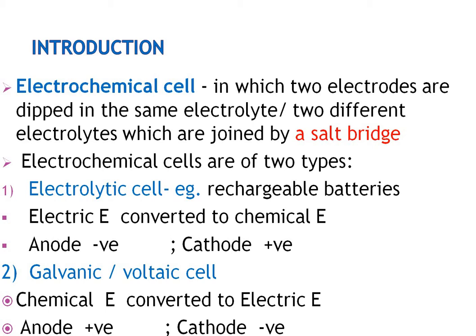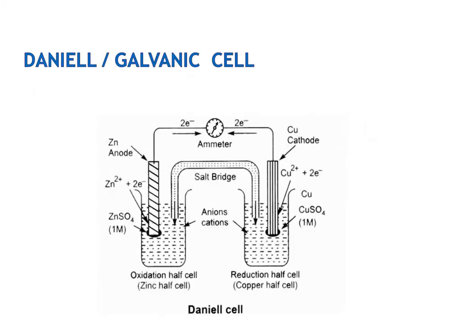Rechargeable batteries are an example of an electrolytic cell in which electric energy is converted into chemical energy, and in this the anode will be negative and the cathode will be positive. While in the galvanic cell, chemical energy will be converted into electrical energy, and the anode will be positive and the cathode will be negative.